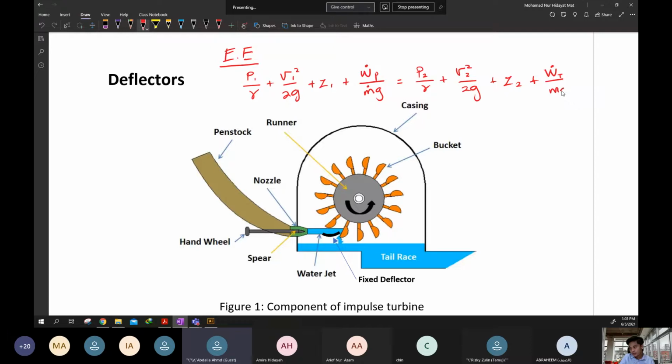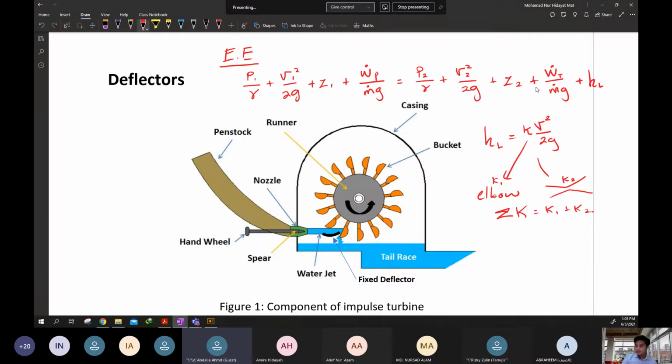Plus the heat loss. Okay, the heat loss is K V squared over 2g. What is K? K is the loss coefficient. We call it a loss coefficient, maybe from the elbow, from the contraction. Okay, there is a loss, so we call it K. This is maybe K2, this is maybe K1. So to find the K, it is K1 plus K2. Alright, so this is the turbine.